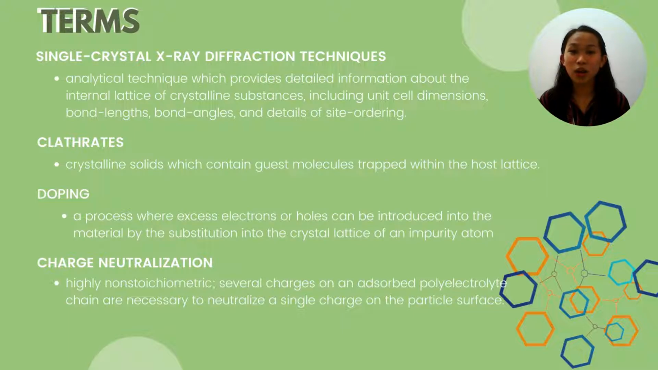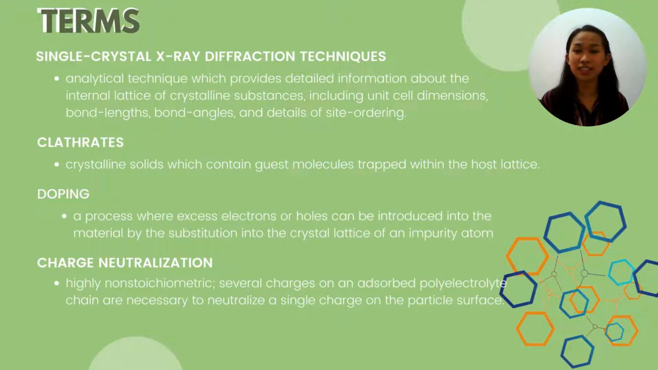Next one is the clathrates. These are crystalline solids which contain guest molecules trapped within the host lattice. We also have the doping. This is a process where excess electrons or holes can be introduced into the material by the substitution into the crystal lattice of an impurity atom.